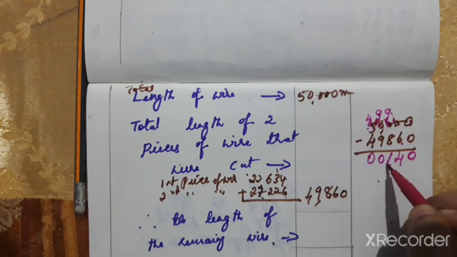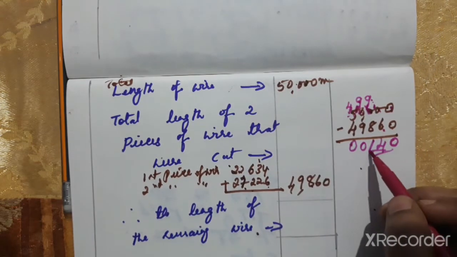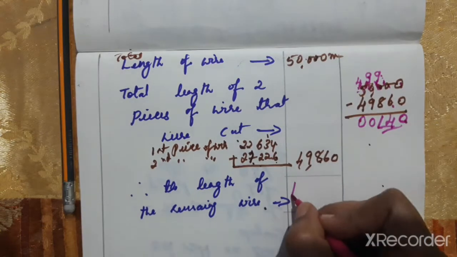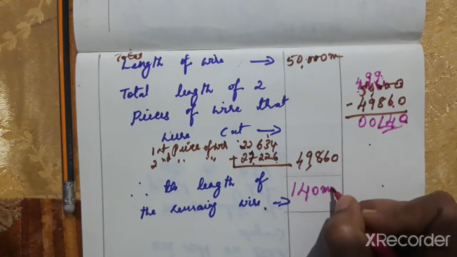So here what is the length of remaining wire? 140 meter. Length of remaining wire is 140 meter.